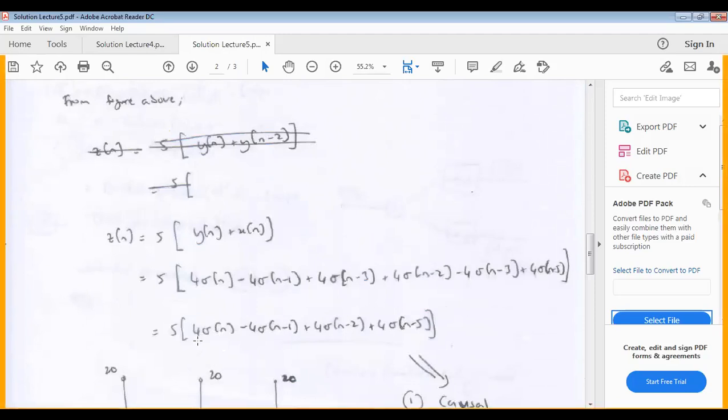So we are supposed to get 4 impulses here. Yeah, because 4 delta n minus 3 here can be cancelled out. So we are left with only delta n minus 1, delta n minus 2, and delta n minus 5.